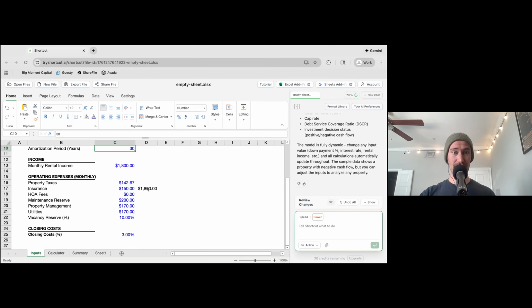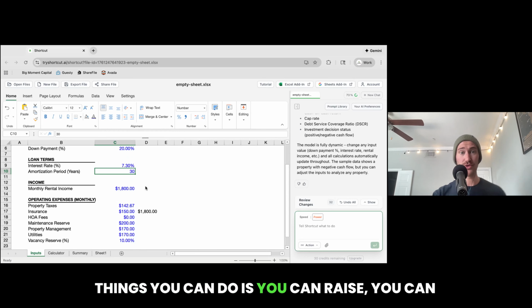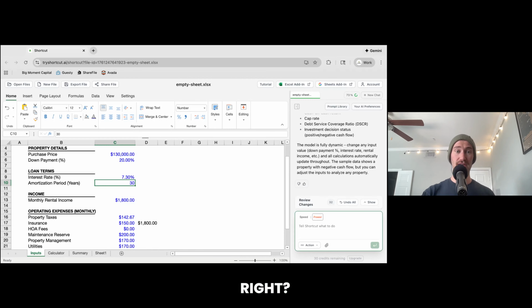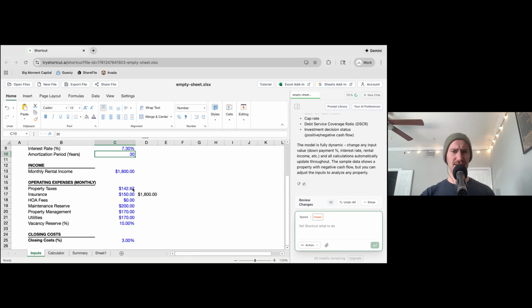So now let's turn to our expenses, because the two things you can do are increase income or decrease expenses, right? Property taxes and insurance, there's probably not a ton of leeway here, definitely not with property tax, but maybe you can find a less expensive insurance policy. So maybe it's only $130 a month instead of $150. Maintenance reserve, it's probably wise to keep as $200.